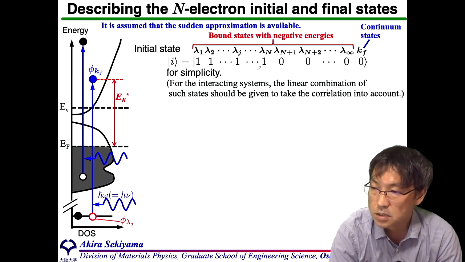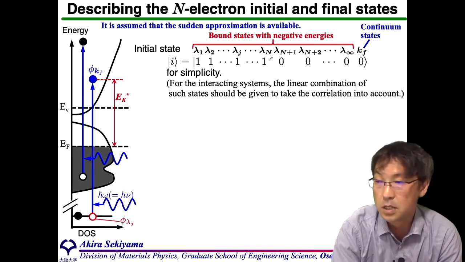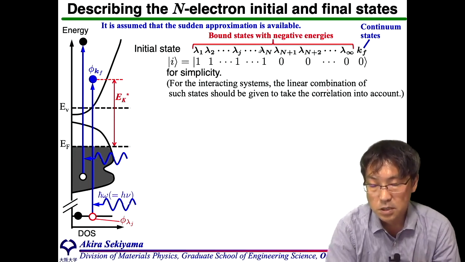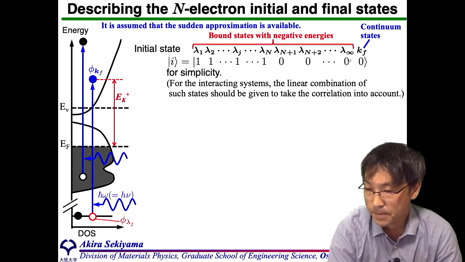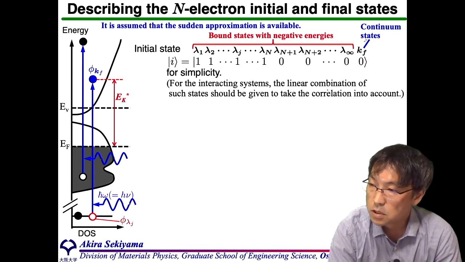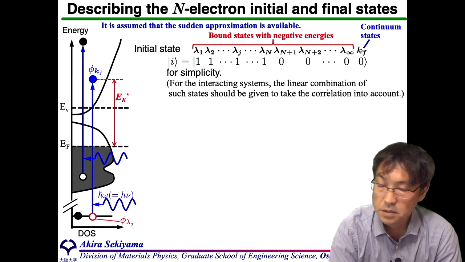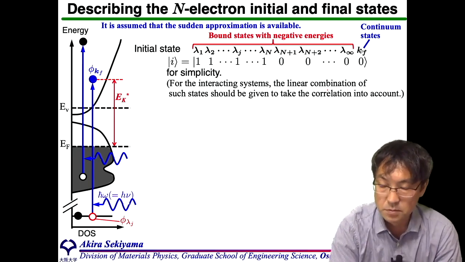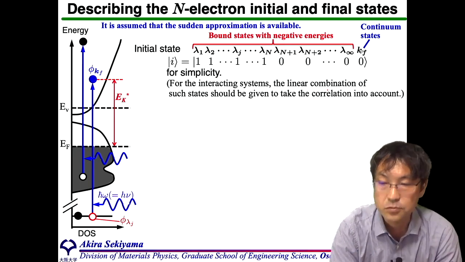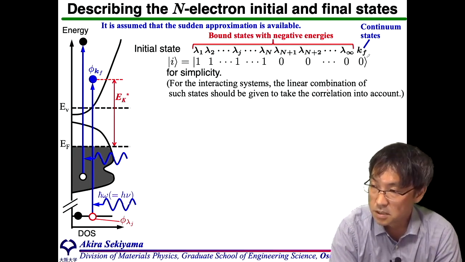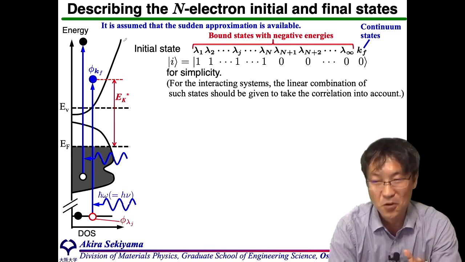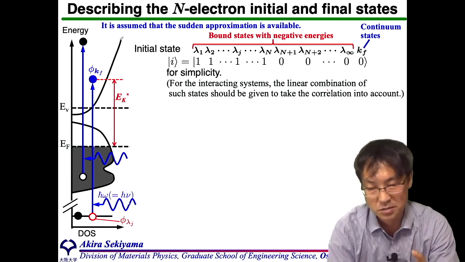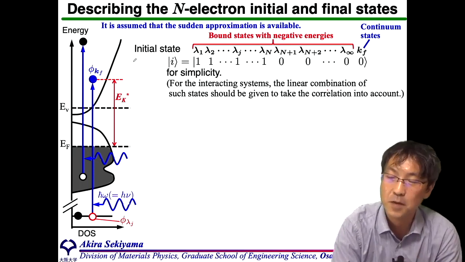But these states are bound states. Here we consider the ion, therefore the energy is negative. On the other hand, this continuum state, k_f, has positive energy. This is no longer bound to the nucleus. Therefore, this excited state is transferred to the photoelectron, which can be emitted and detected in vacuum.